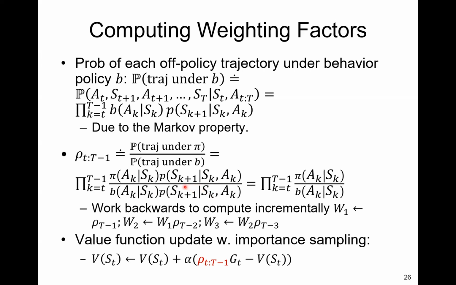And you notice that the environment is the same, so this latter term can be canceled out. You only have the pi terms, the policy terms, left. So this is how you compute the weighting factor for importance sampling. Typically you compute it backwards, from the very last step and then backwards to the current time small t.